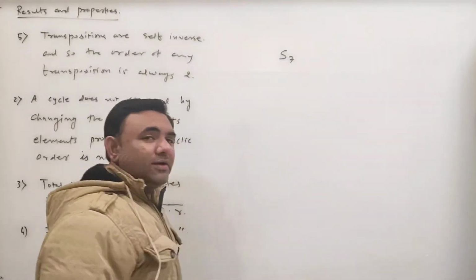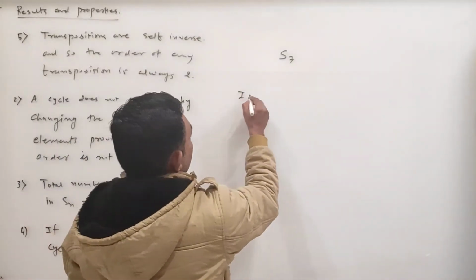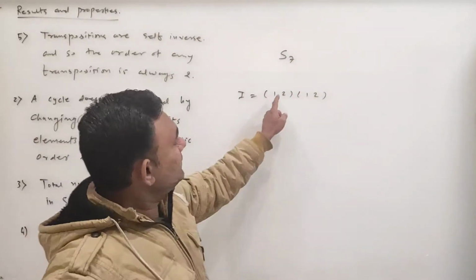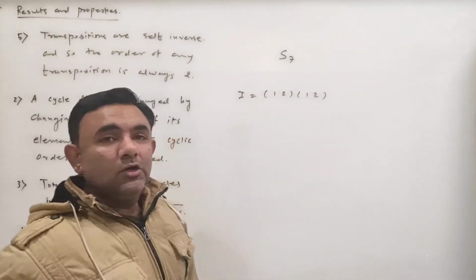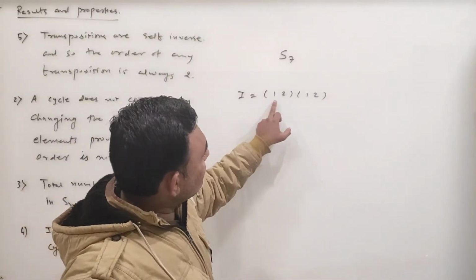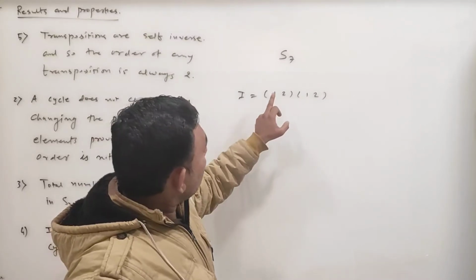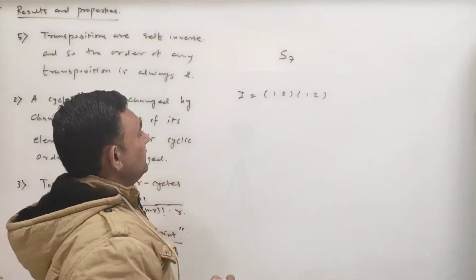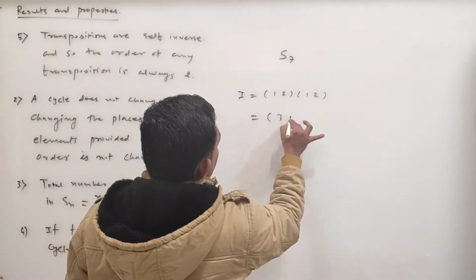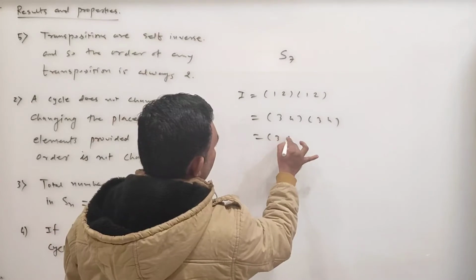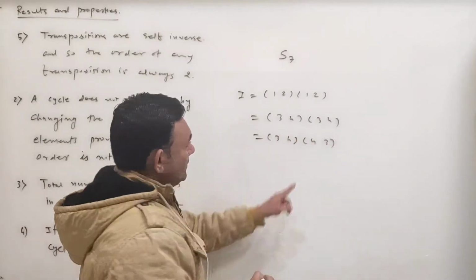Suppose I want to write identity in S7, then I can write in this way also: (1 2)(1 2). This is my identity because it is a transposition. Product of a transposition with itself will give me the identity. I can write in this way also (3 4)(3 4). I can write it in this way, (3 4) and (4 3). You write (3 4) or (4 3).